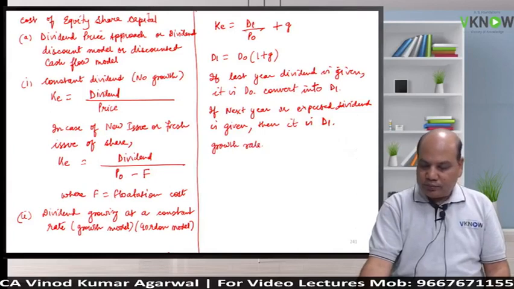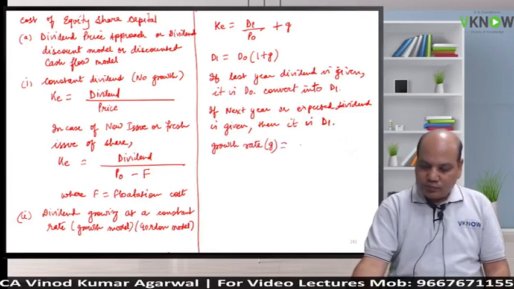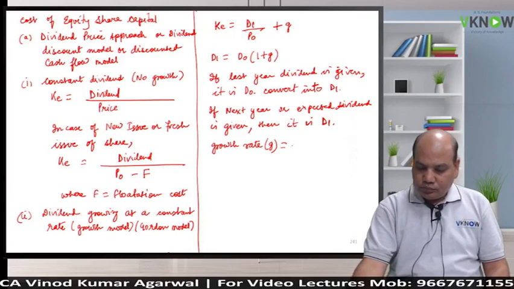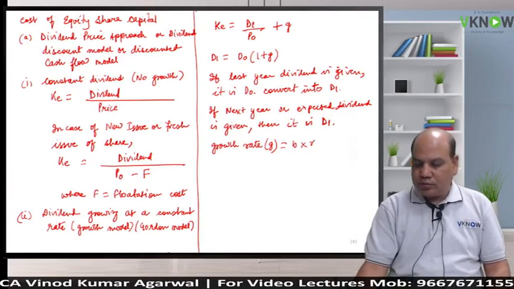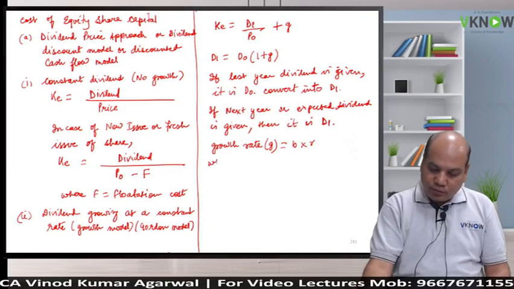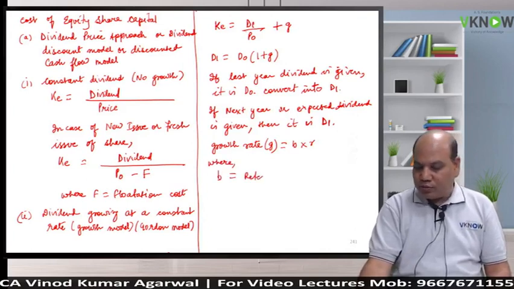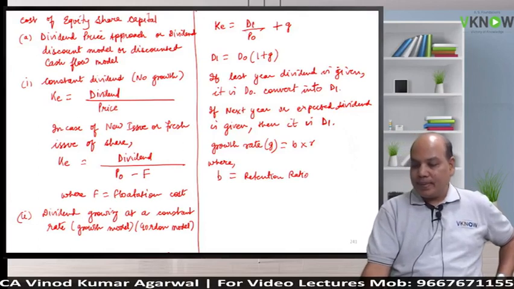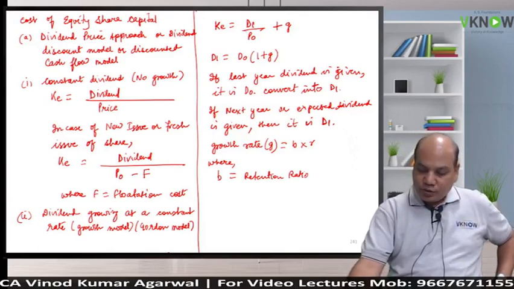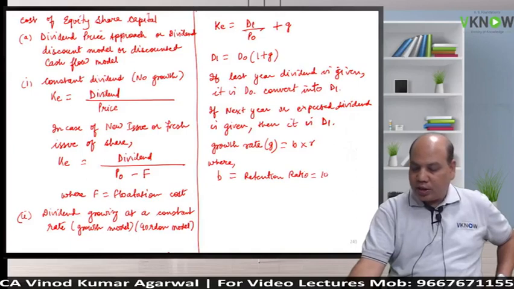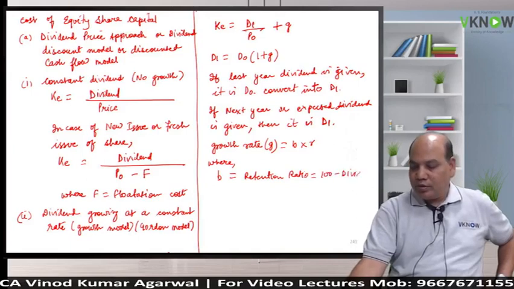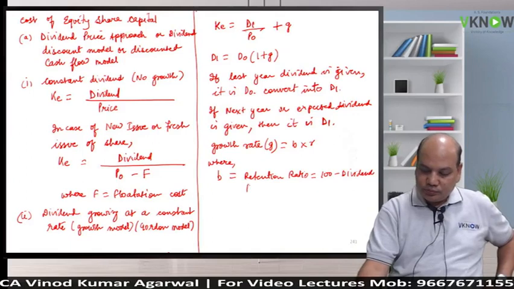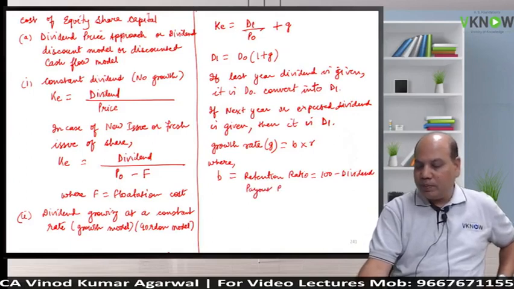Then write down growth rate, G is equal to B into R, where B is equal to retention ratio. If suppose in some problem growth rate is not given to you directly, then retention ratio is equal to 100 minus dividend payout ratio.